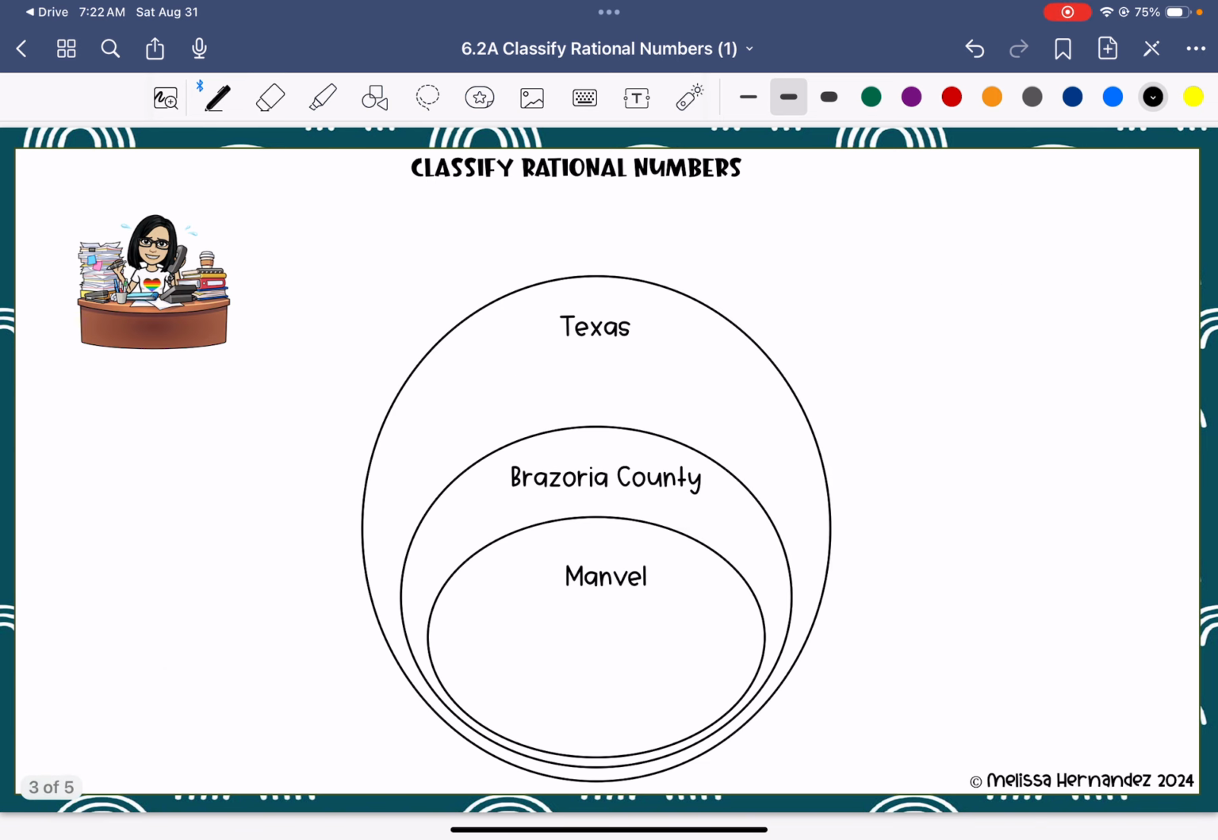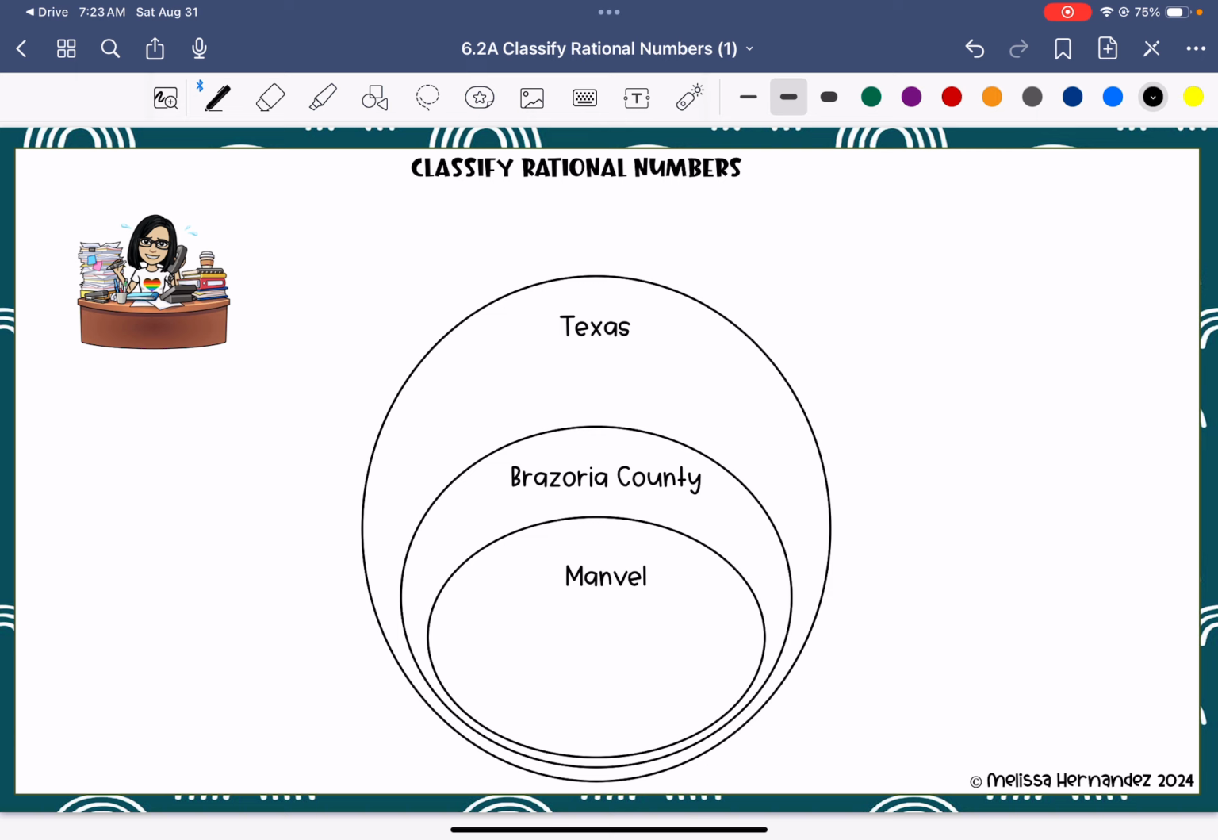Okay. Let's go ahead and make some connections to real life, and then we'll see how it applies in our math class. So if I ask my students, hey, where's your school at? And they say Texas, it's true, it's not wrong. And then if I say, well, can you get a little more specific? And they say, well, it's in Brazoria County. Brazoria County is a county in Texas, so that's still true. So it's not that it's not true, but we just got a little more specific. And then if we want to get a little more specific than that, it would be Manville. So all of them are correct, but the most specific is Manville.